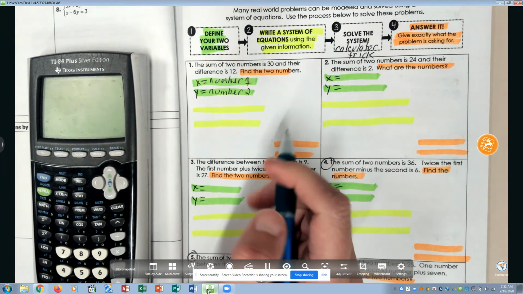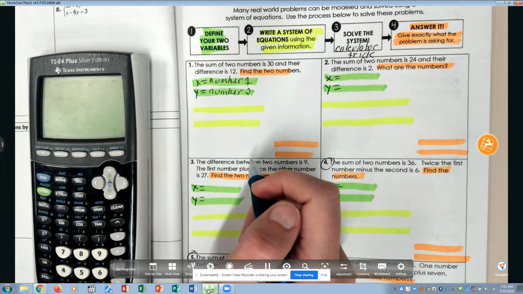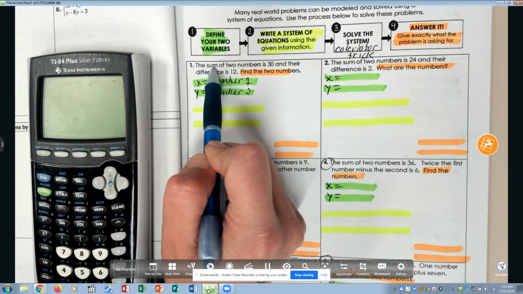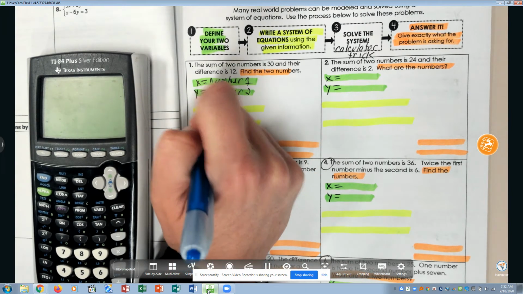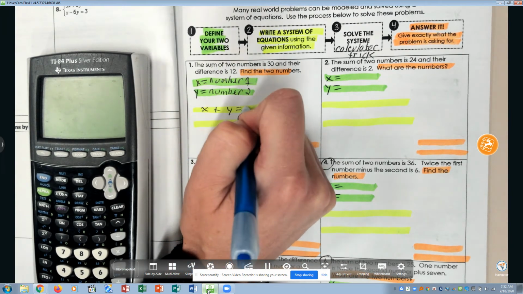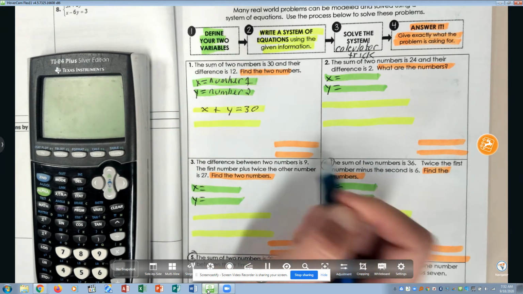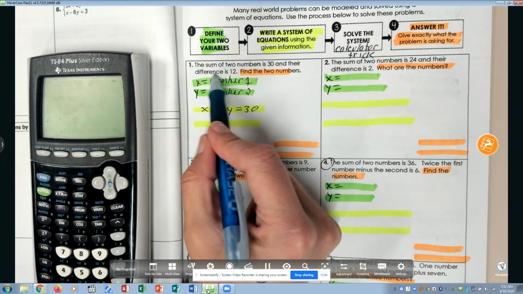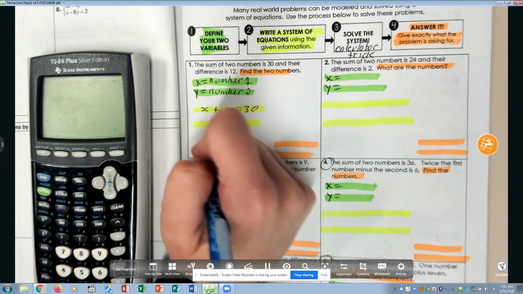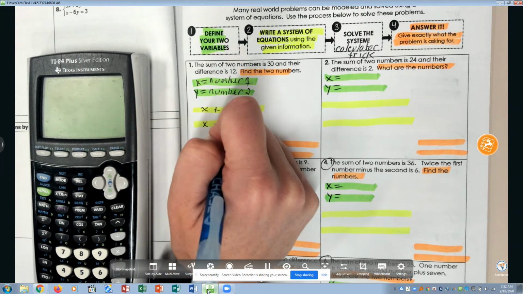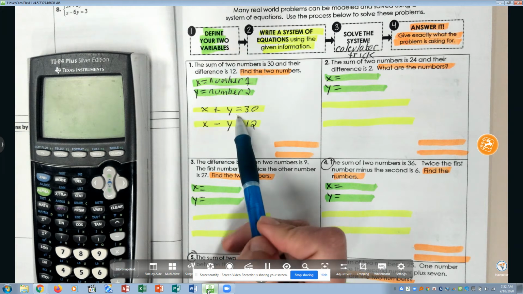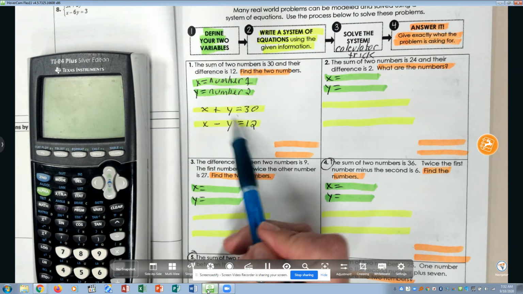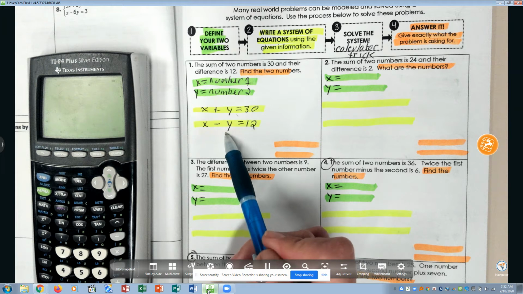Okay, so please copy this down in your booklet as I go along. So the sum of the two numbers is 30. I know sum is addition. So x plus y equals 30. And I know their difference means subtraction, is 12. So x minus y is 12. So this is a system. This is two or more equations that share the same variables. That's what a definition of a system is.